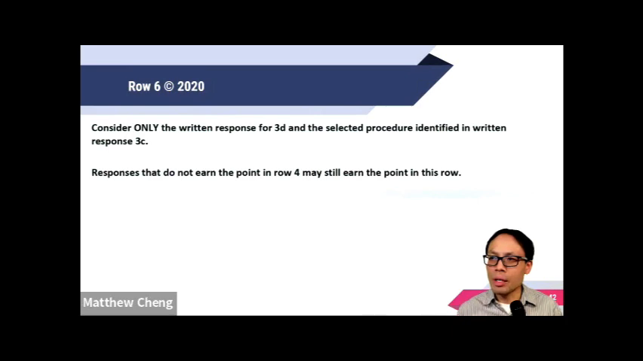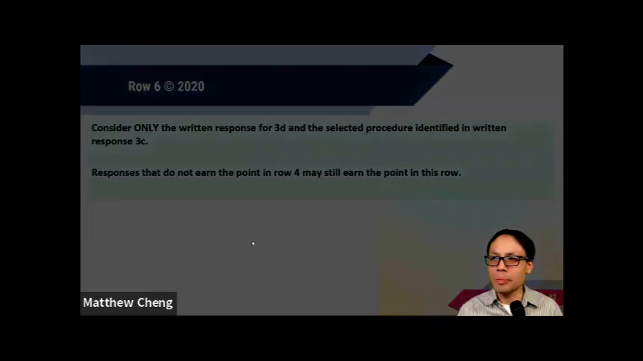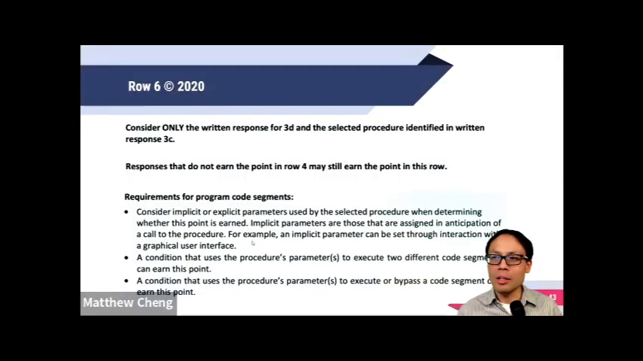Now, row 6 has a lot more decision rules than the 2020. If you look at the 2020, there's actually not much here. It just says responses that do not earn the point in row 4 may still earn the point in this row. In the 2021 version, it adds all this over here. I'm not perfect, that should have been 2021. It adds these 3 bullet points very specifically.